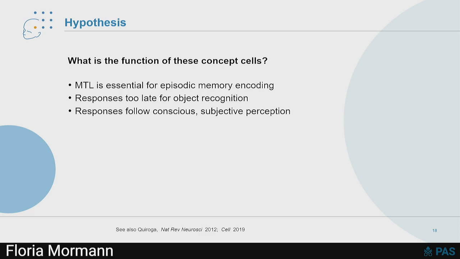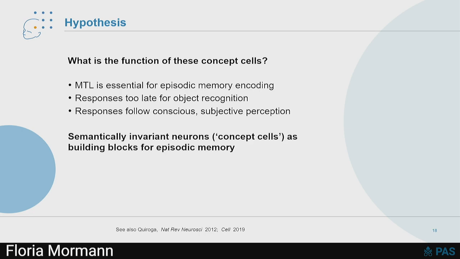But we know episodic memory encoding is what these regions do, and memory happens after object recognition, and declarative memory by definition requires conscious perception. Then it's not hard to come up with a hypothesis that maybe these neurons simply provide the semantic building blocks that are being associated together, pieced together to form an episodic memory.